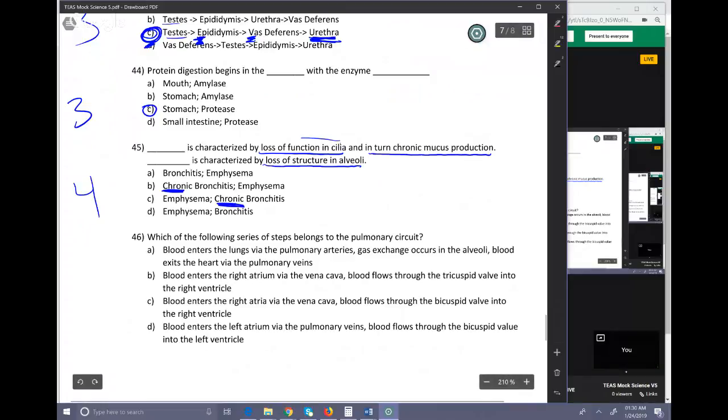Chronic bronchitis is loss of function in cilia. Bronchitis, like you and I would get, is inflammation of the bronchi caused by something very different, not loss of function in the cilia. So chronic bronchitis is caused by loss of cilia function, and then that in turn causes the chronic mucus production. Emphysema is what is caused by loss of structure to the alveoli, caving of the alveoli walls. So that is B.